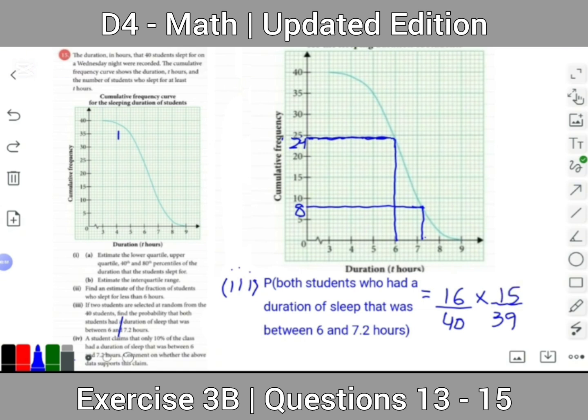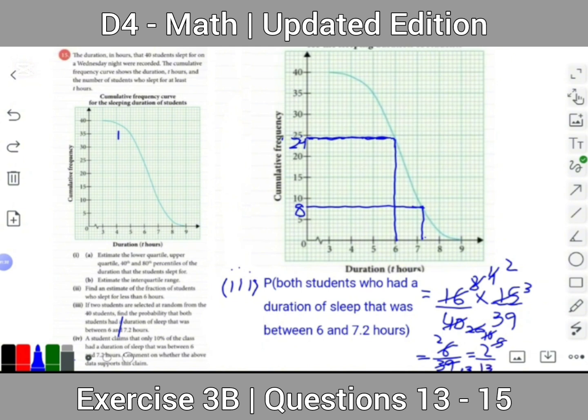Now with the table of 2, we have 2 8s are 16 and 2 20s are 40. Again we have 2 4s are 8, 2 10s are 20. Further simplification gives us 2 5s are 10 and 2 2s are 4, and this 15 gives us 5 3s are 15. So we have 3 2s are 6 divided by 39. Now with the table of 3, we will further simplify with 3 2s are 6 and 3 13s are 39. So we have 2 over 13. So the probability that both students had a duration of sleep that was between 6 and 7.2 hours is equal to 2 over 13.